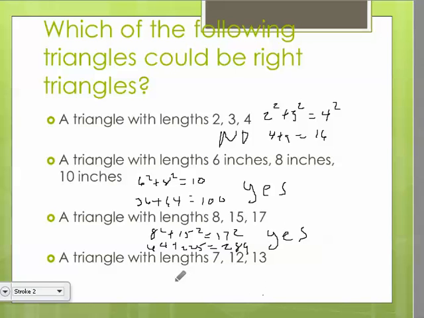So let's look at this last one. 7 squared plus 12 squared equals 13 squared. Well, that's 49 plus 144 is equal to 169. And that is not true. Do you see how I did each one of those with the Pythagorean theorem? That's how you can say whether they're right triangles or not.